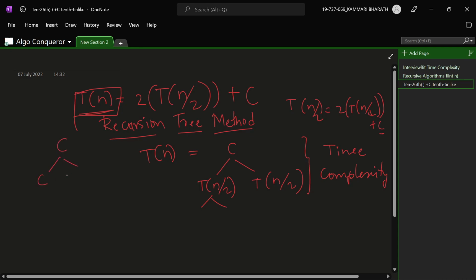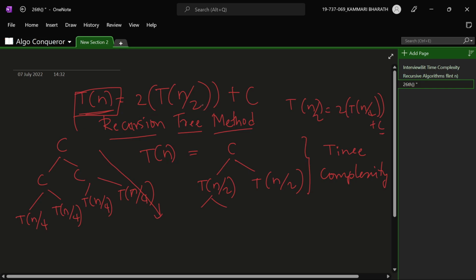T, 2 C's, and this becomes T of n by 4. This becomes T of n by 4. This also becomes T of n by 4. And this also becomes T of n by 4. Right? Now it continues to go downwards. When will it end? That's the point.